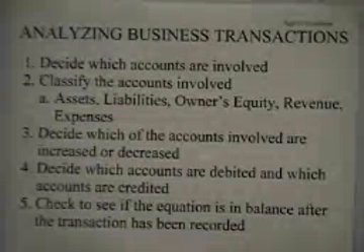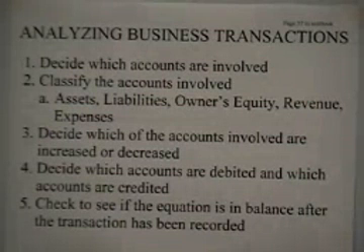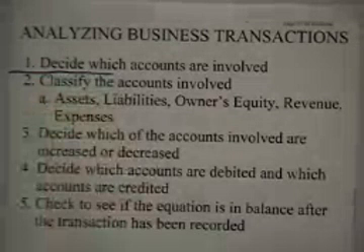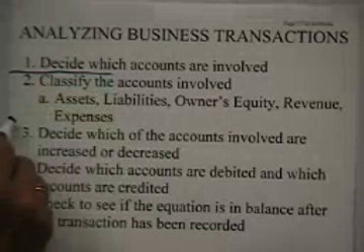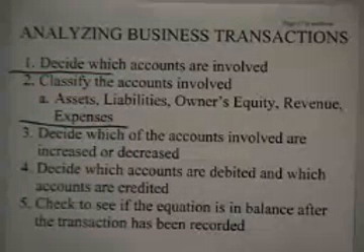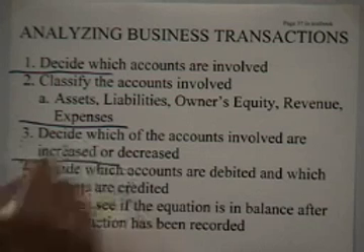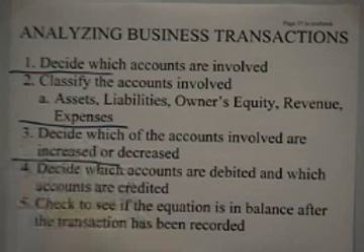Continuing with analyzing business transactions, if you refer to page 37 in your textbook, it talks about 5 steps that you need to follow. The first step is you need to decide which accounts are going to be involved. Second, you need to be able to classify those accounts, and by that I mean you need to determine whether those are asset accounts, liability accounts, owner's equity, revenue, or expenses.